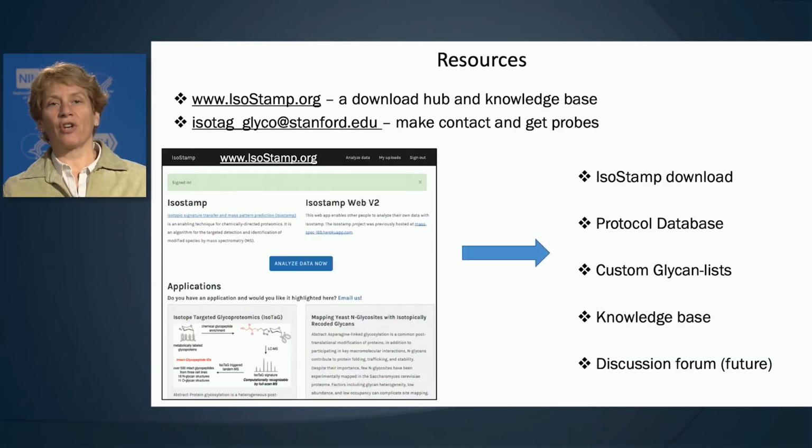So in a nutshell, you can get probes from us. You can also get protocols for experiments from us. And all of these are downloadable from isostamp.org, the website shown here, as well as the computational tools to analyze a metabolically labeled glycoproteomics sample using our operating procedures.